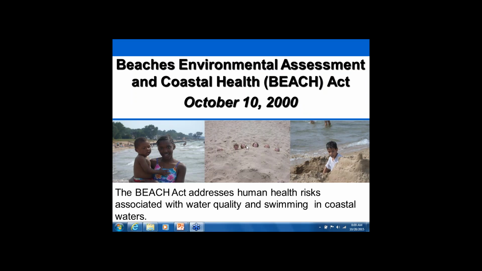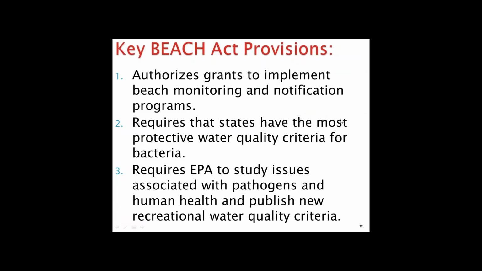So thankfully in October 2000, the Beach Act was passed, which had the same goals as the beach program, to protect swimmers at recreational waters. These are the key provisions of the Beach Act. They authorize grants to implement beach monitoring and notification programs. It ensures that states have the most protective water quality criteria at their beaches, at their coastal waters, and requires EPA to study issues associated with pathogens and human health, and then to publish new or revised recreational water quality criteria based on those studies.